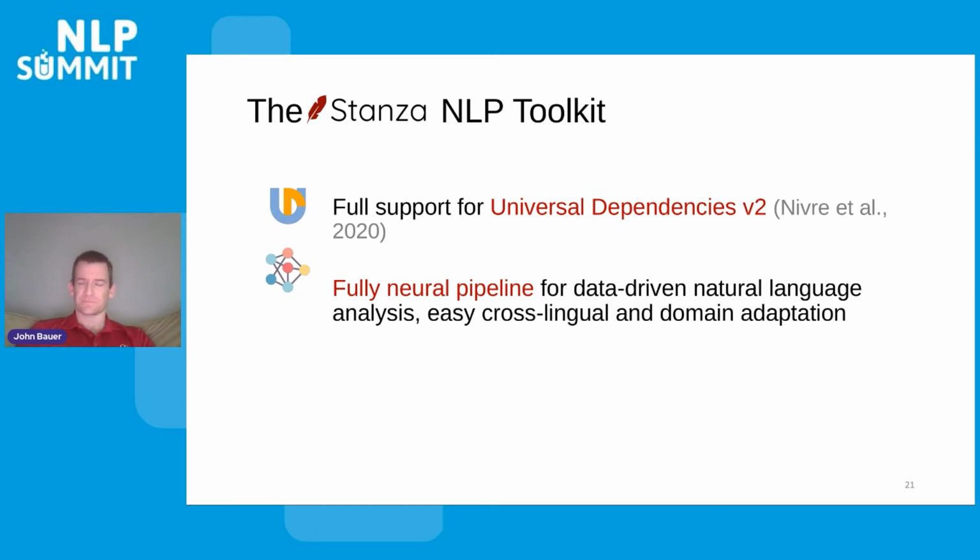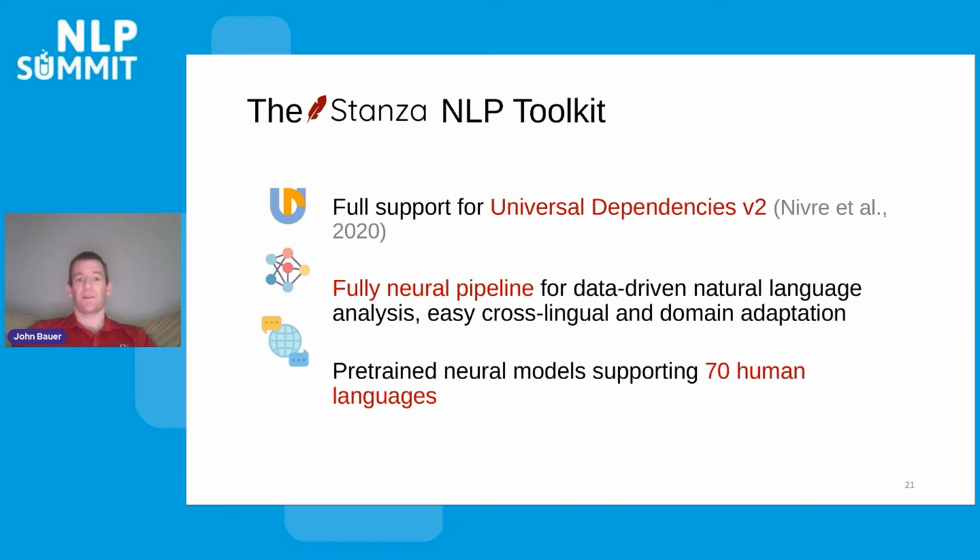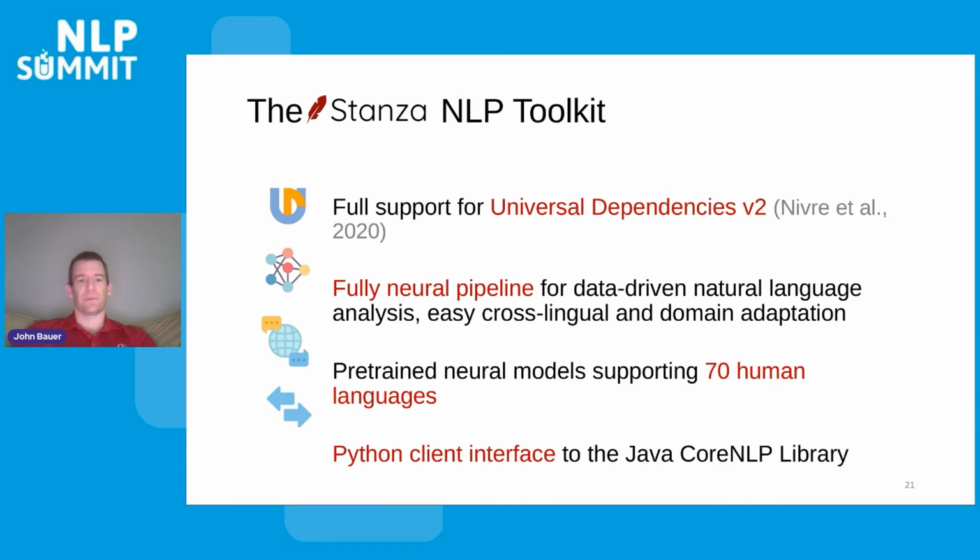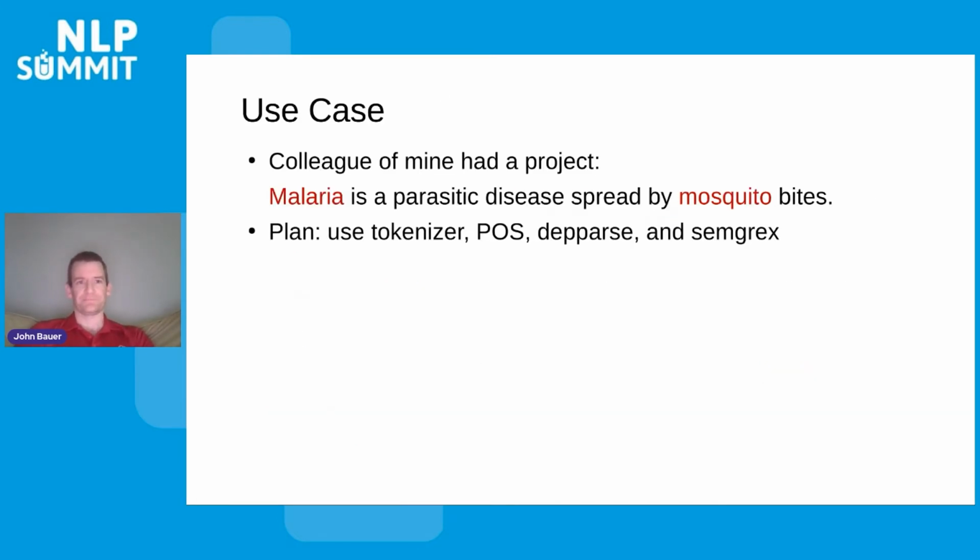So the models themselves can be trained on a new source of data. And we've started applying that to data sources such as Thai, where we find that the universal dependencies are not sufficient, but we can add in external data sources. Currently, we have models supporting 70 human languages. And also included with this is a Python client interface to the Java CoreNLP library.